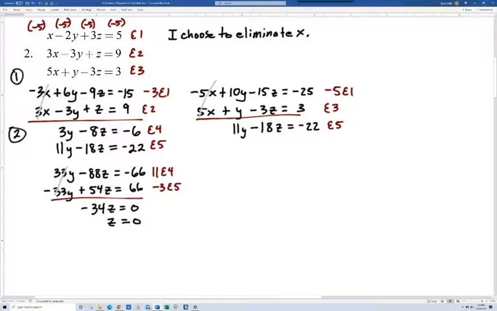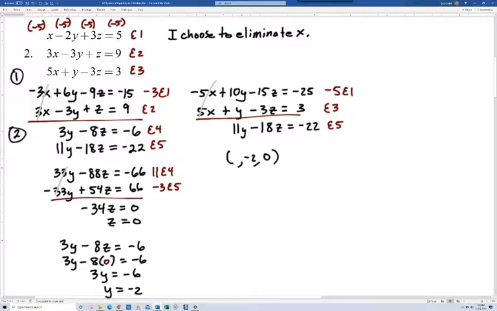So now I need to use one of either equation 4 or 5 to find y. So I'm going to go ahead and use equation 4. 3y minus 8z is equal to negative 6. And let's plug in 0 for z. We get 3y is equal to negative 6, which means y is negative 2. All right, so notice we found z and y, so I'm going to write an ordered triple where the y value is negative 2 and the z value is 0.